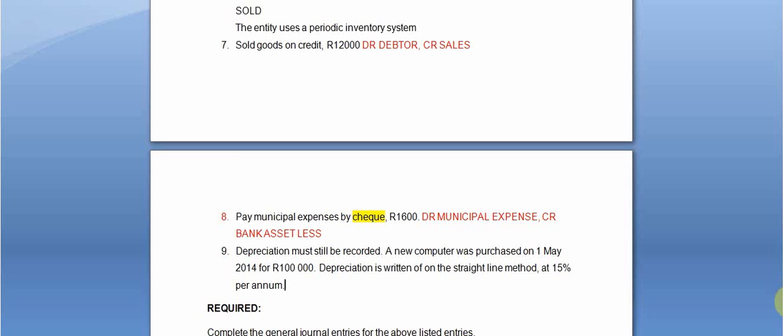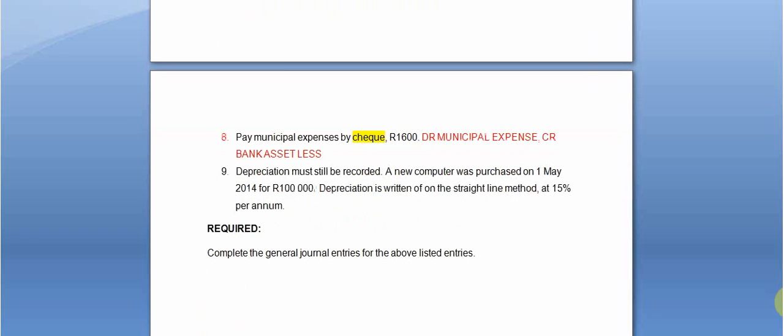Then depreciation must also still be recorded. A computer was purchased on 1 May 2014 for 100,000 Rand. Depreciation is written off on the straight line method. Very important. It means that I am going to have to use the cost price to calculate it, and it's 15% per annum. And then the required part says you have to do the general journal entries.